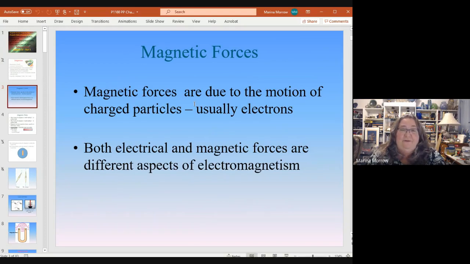So the magnetic force that is experienced is due to the motion of charged particles, usually electrons, and the electrons orbiting the nucleus of an atom create a lot of the magnetic dipole moment, it's called. But also the electrons themselves spin. Anyway, electrical and magnetic forces are both part of electromagnetism.